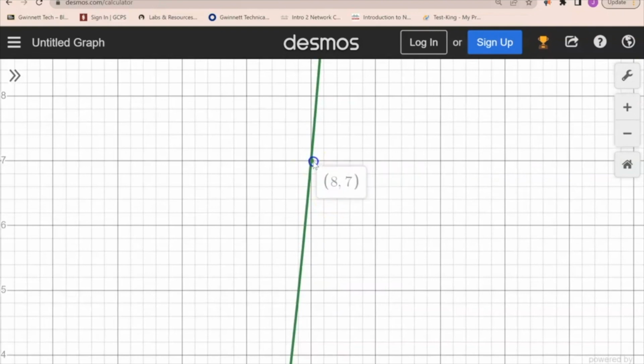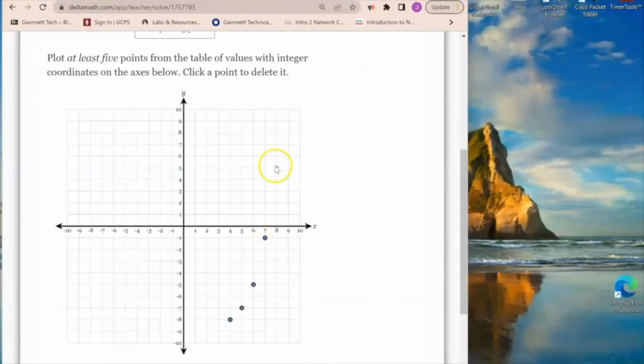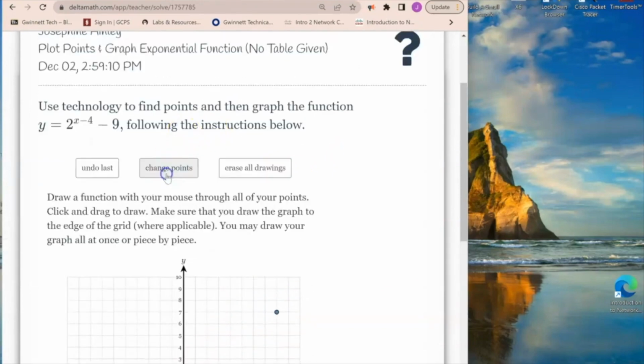So what's this corner? 8, 7. Because I'm on the positive side, 8 is over here and 7 is over here. So 8, 7 is my last point. Okay, so those are my points. I say done plotting points.